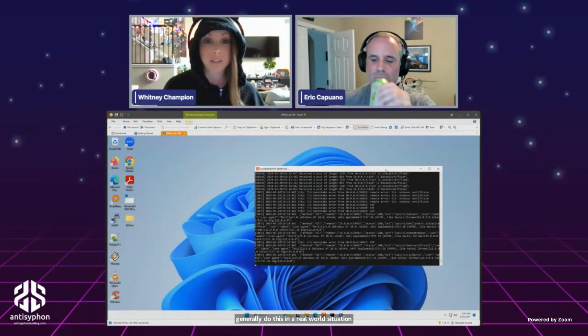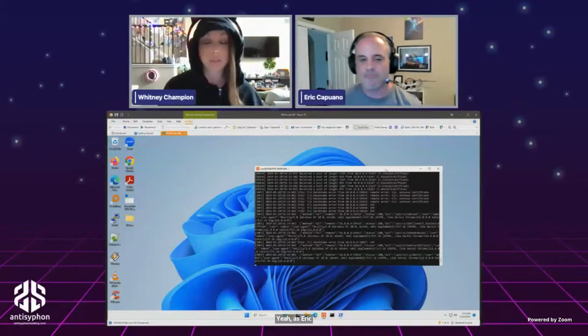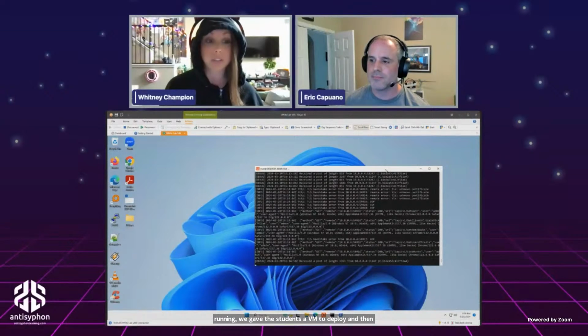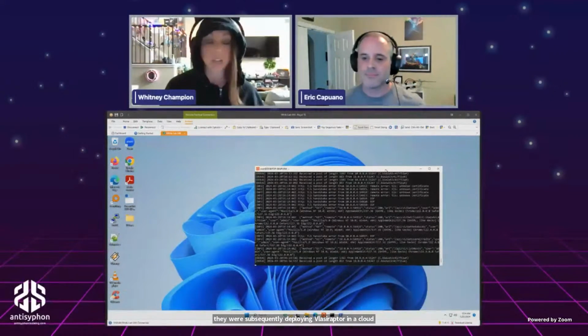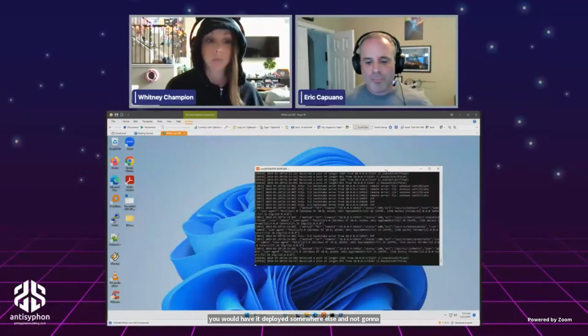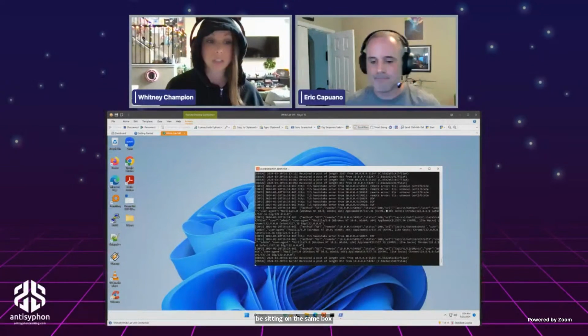Yeah, as Eric mentioned briefly, we were previously giving the students a VM to deploy, and then they were subsequently deploying Velociraptor in a cloud-hosted VM, which is the typical way you'd go about this. You would have it deployed somewhere else. They're not going to be sitting on the same box as your endpoint agent in most cases.